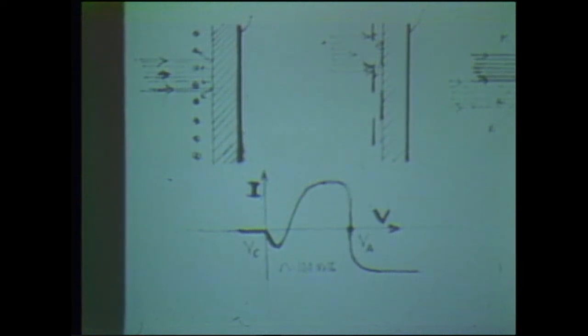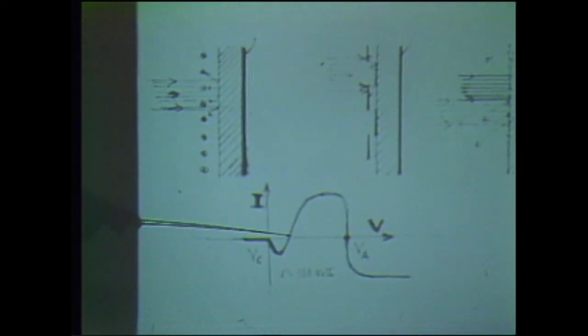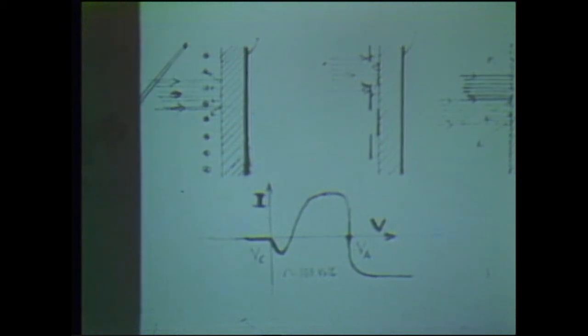And it turns out that those two are stable, that is, if the screen happens to be at that potential, it remains that way, and this one is unstable. And so this is a natural way of storing a 0 or a 1.